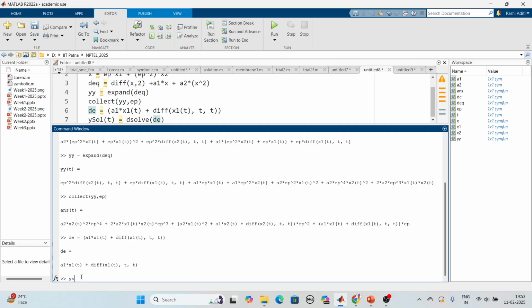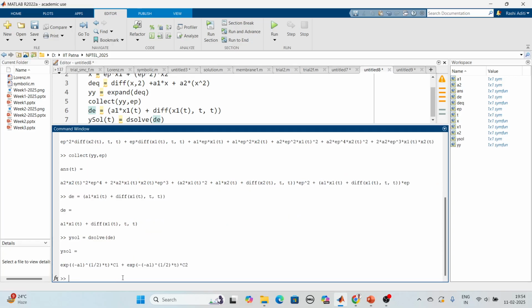So I assume ysol is the variable that I'm giving to the solution that I'll obtain, and I'll apply dsolve of dE. dE is nothing but the differential equation that I have given. ysol is the variable that I have given to the solution, and I've applied dsolve and called the variable dE. I'll put OK. Here you can see I got the expression.